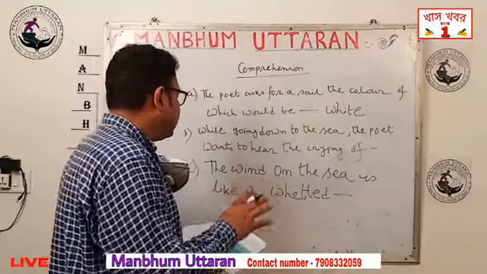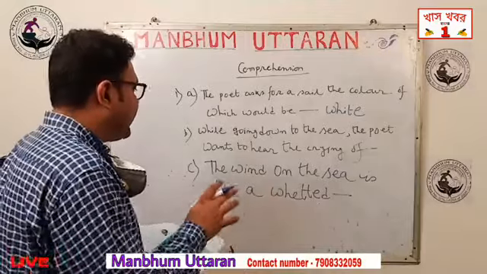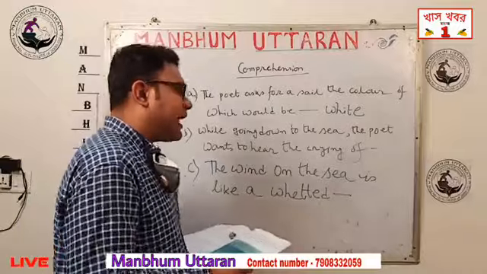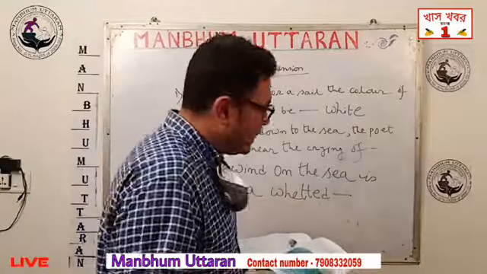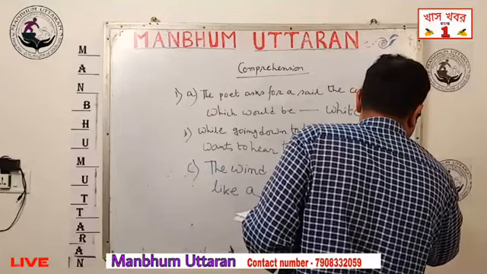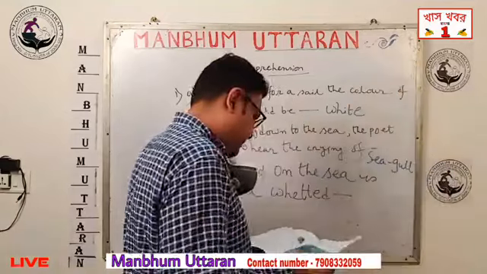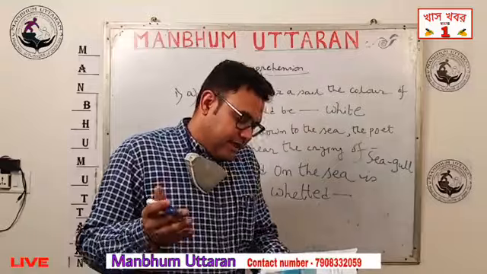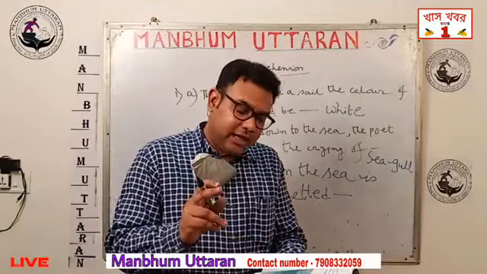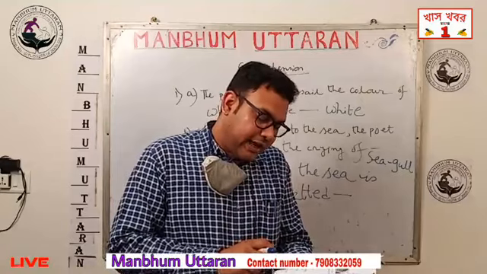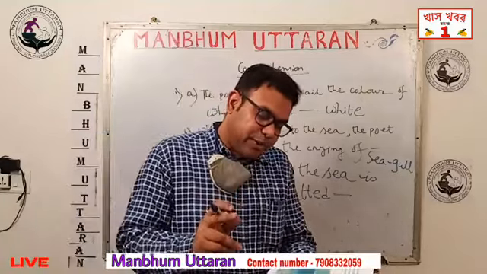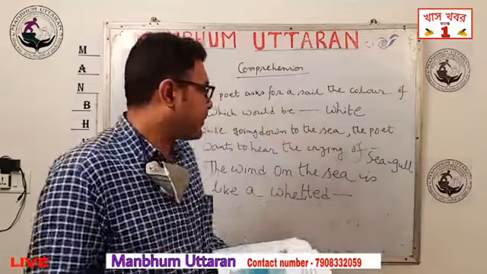Let us come to the second part, or B. While going down to the sea, the poet wants to hear the crying of, very evident, seagull. It is mentioned, just look at the last line of the second stanza: and the flung spray and the blown spume and the seagull's crying.